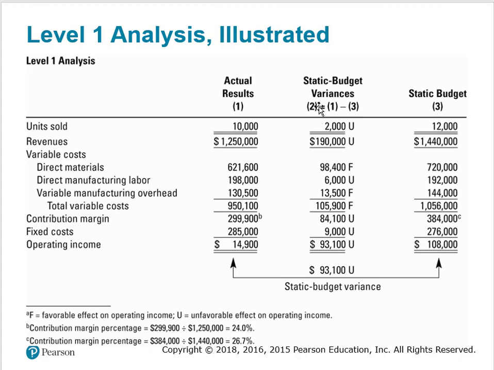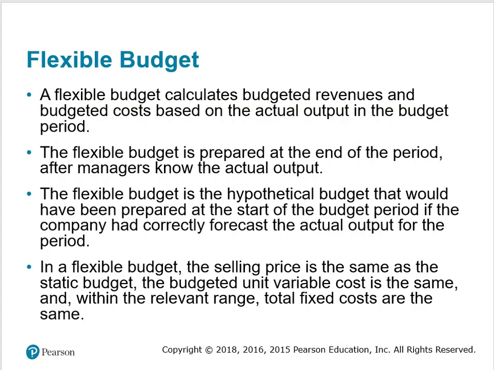Column 1 represents the actual results, column 3 has the static budget, and column 2 in the center is the level 1 variances. And that's the difference between the static budget and the actual results. Now at variance levels 2 and 3, this answers the question, why were we off? With level 2 and 3, we can get quite specific about what went wrong in our operation that caused the shortfall in operating income.